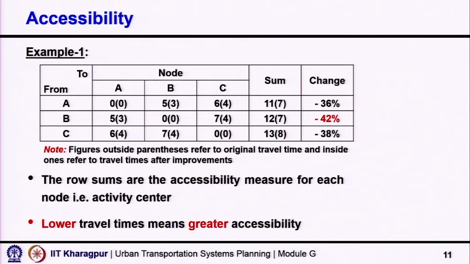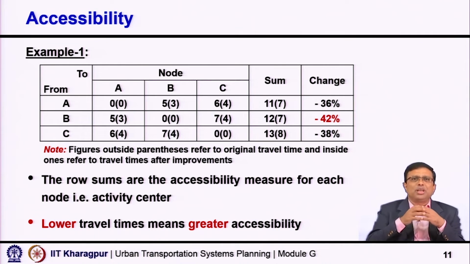These are all indicative, some example values I have taken. What is the present travel time, and the values in the bracket indicate the improved travel time. Maybe we have widened the road, we have improved the transportation system, so the travel time is reduced. So, let us say for example, A to B we want to move, our present travel time is 5 minutes, and now we improve the road or improve the transportation system to make it 3 minutes.